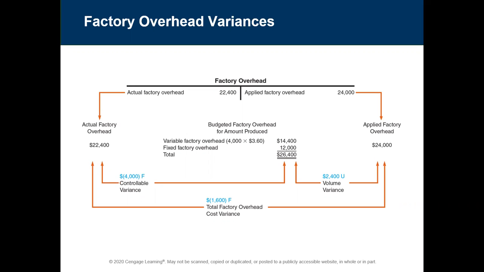So variable would be that standard cost times the actual, okay, and then the fixed. So the difference between the actual and the budgeted, we call the controllable variance. And the difference between the applied and the budgeted, they call volume variance. And then the difference between all of it is the total factory overhead cost variance. Again, when you get into these, you'll find that this is not super complex. It's really just looking at what was budgeted, what was it actually, how different was it, right? And was it favorable or unfavorable?